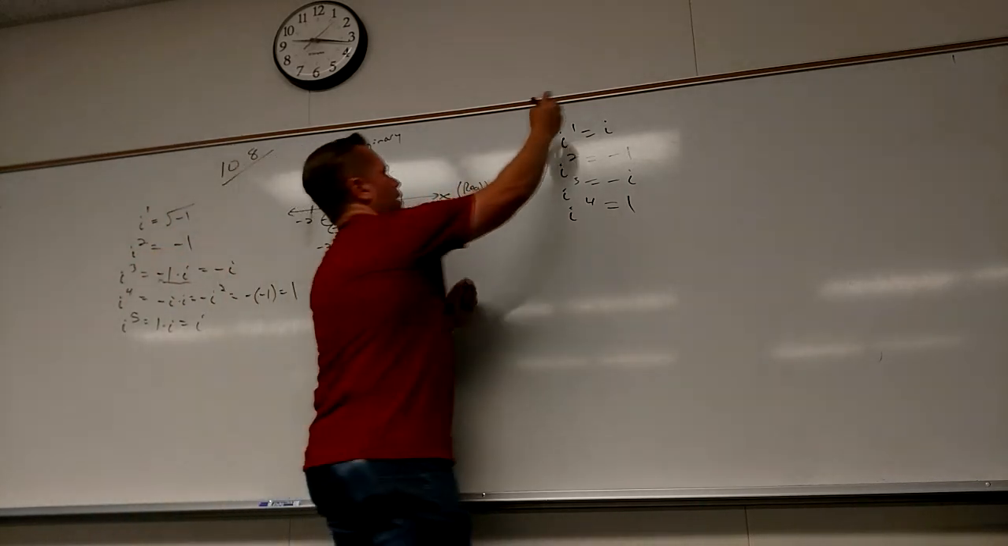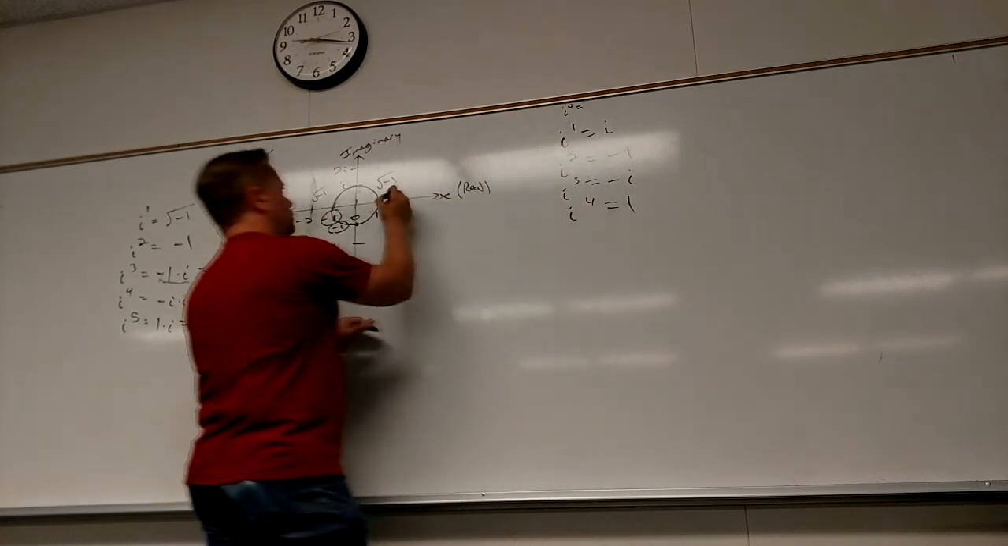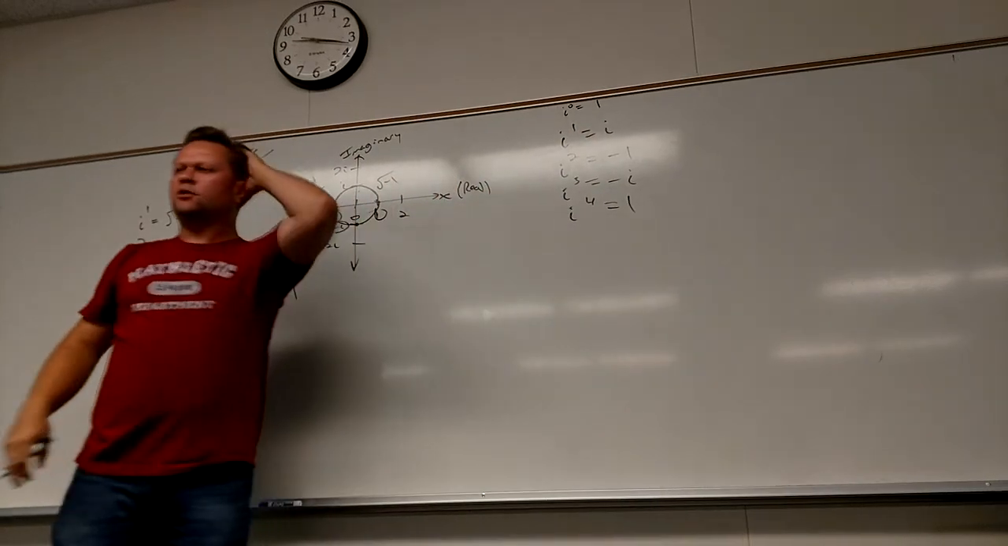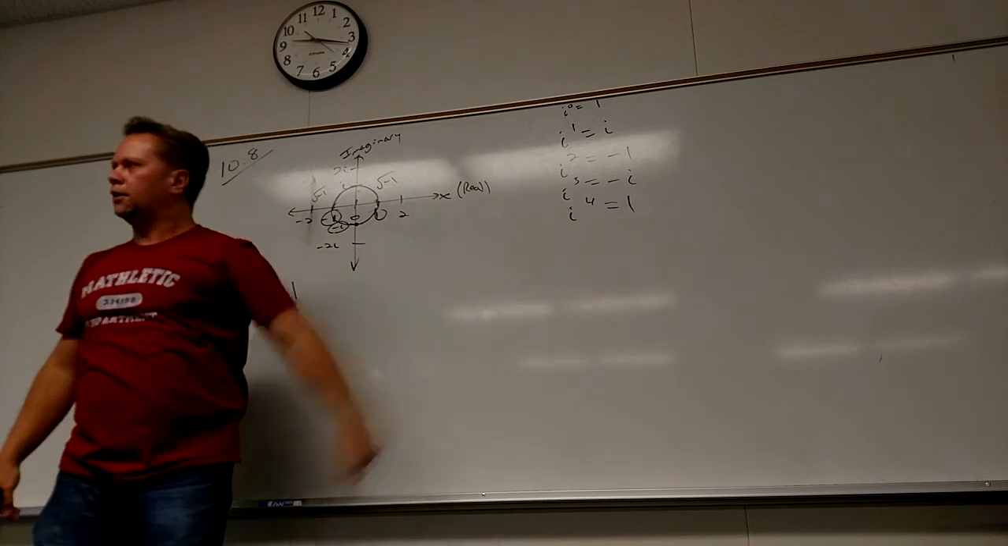What's i to the 0 power? What's anything to the 0 power? 0? No, if I don't turn at all, 1. So that's beautiful. It's another reason why a 0 power is 1, because that means you didn't turn anywhere.